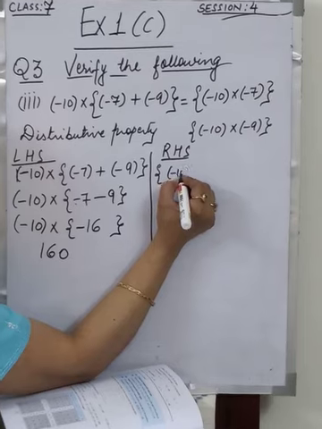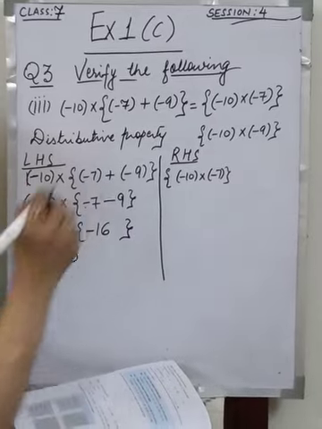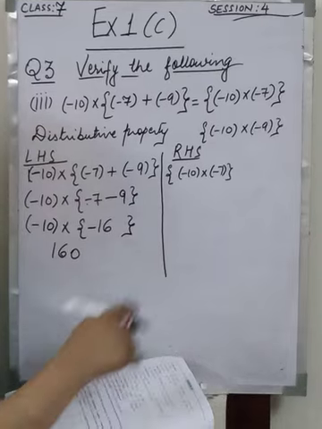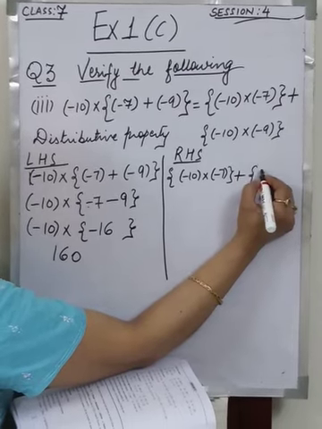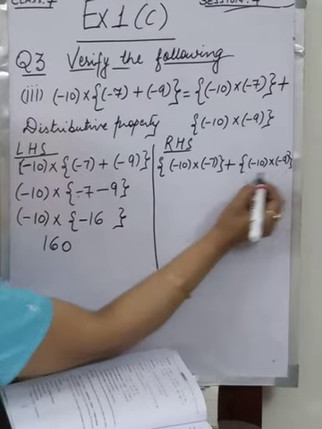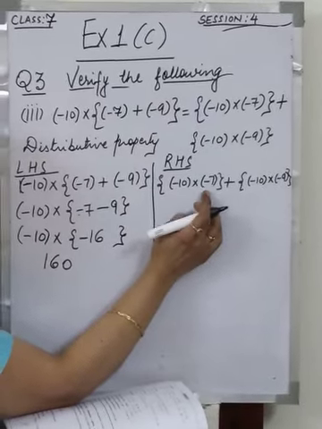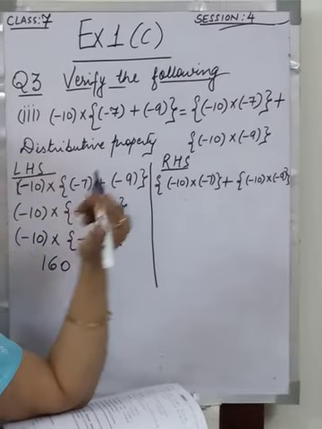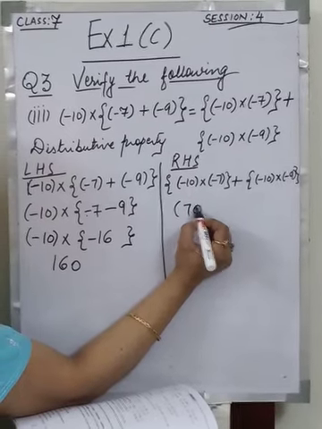It is minus 10 into minus 7. Then we have a plus sign that I forgot to write here. I will write plus minus 10 into minus 9. Now we solve the curly braces. In the braces we have multiplication of two negative integers. Negative sign, minus sign, minus sign, 2 times, the sign will become plus. So we do not write the plus sign. 10 into 7 will give you 70.